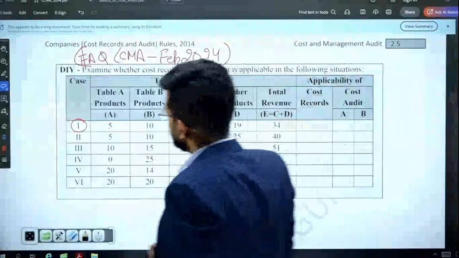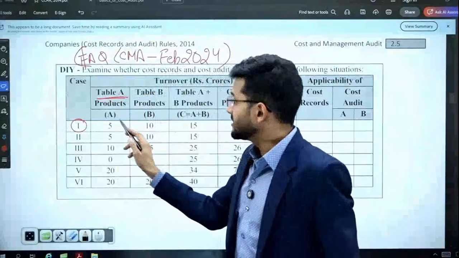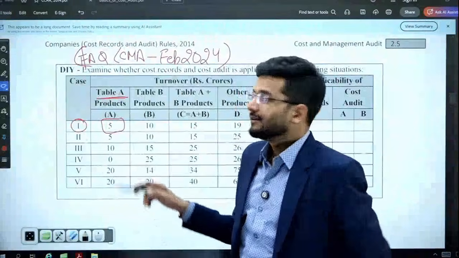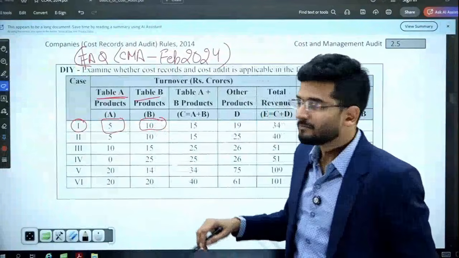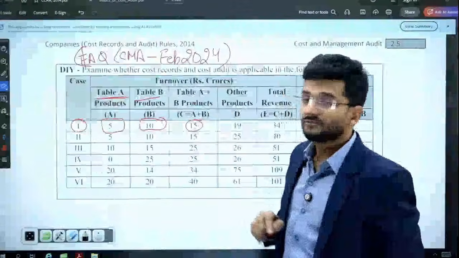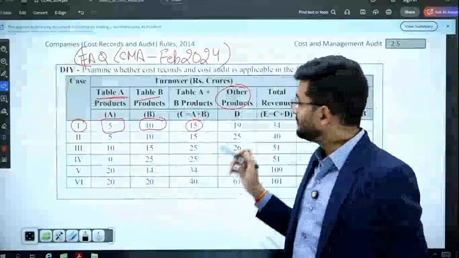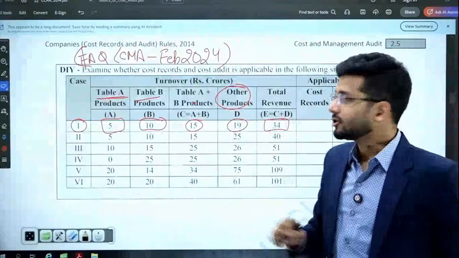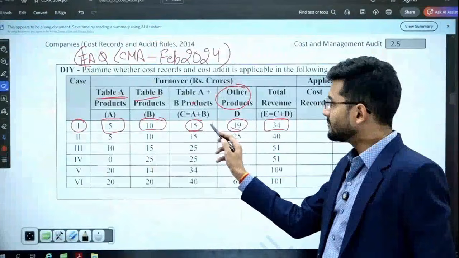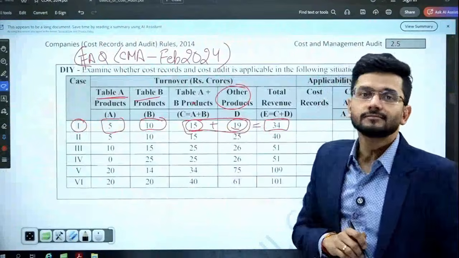Okay, sir. Case 1. Table A product, which is regulated sector, turnover is 5 crores. Table B, unregulated sector, turnover is 10 crores. Table A plus B, which means the goods which are covered under Rule 3, 15 crores. Other products which are not covered under A, not covered under B, 19 crores. Total turnover of the company, 34 crores: 19 crore plus 15 crore is equal to 34 crore.